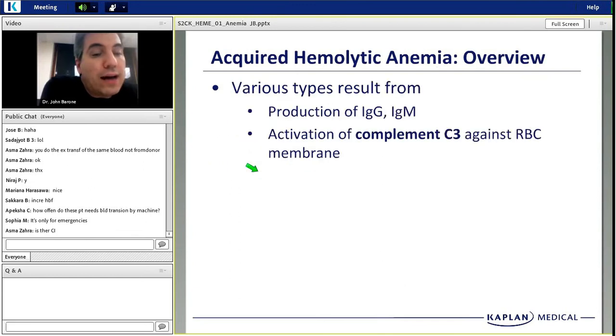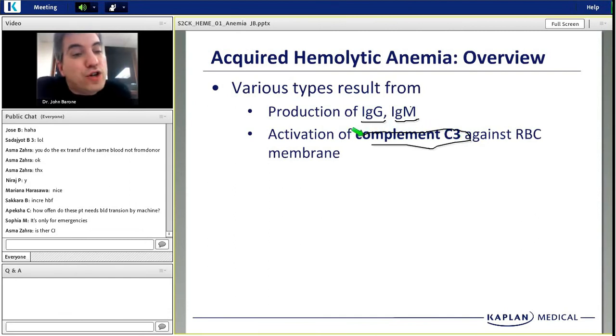All right, now, as I mentioned, for autoimmune types, it could be a warm antibody, an IgG, or it could be a cold agglutinin, IgM. IgM works in the cold. IgM cold. IgG is a warm antibody, works at body temperature. IgM works at cold temperatures better. Okay? Now, also, it could be complement. Complement C3.